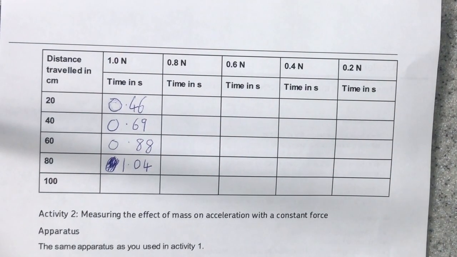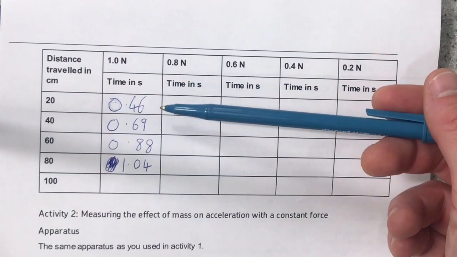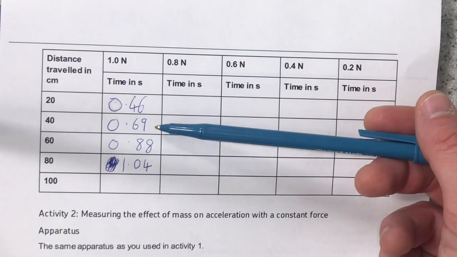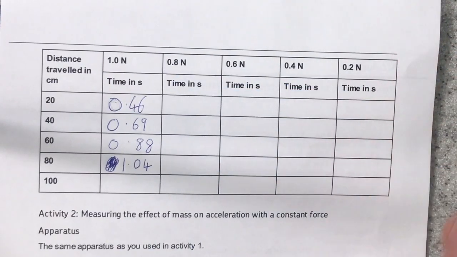So once you've got your results, they should look something like this. You'll see that as the trolley accelerated we got a time of 0.46 seconds, 0.69, 0.88 and 1.04 seconds, so a time for each interval. You'll see that all this is taking place in less than a second, so you've got to be super quick when you are doing your timings.